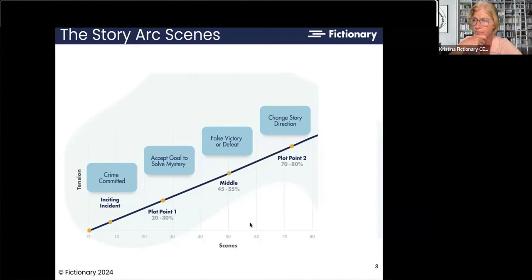Now, we all know from plot point two, this is where they get their final piece of information, by they, the protagonist, and they need that piece of information to solve the crime. So this is the last point in the story that you drop a clue. After that, it's all action to the climax. And from here, they're going to eliminate more suspects based on that clue.